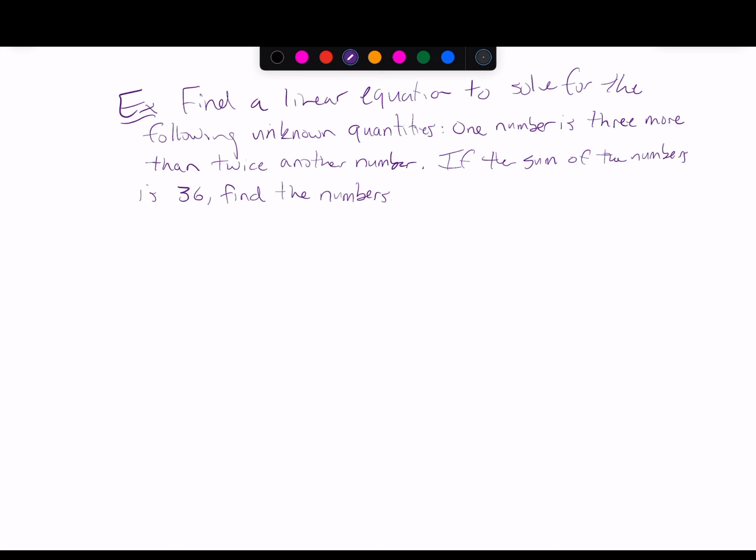Well, the first thing we want to do is to identify what we know. Well, the only things that we know are that one number is three more than twice another, okay, and that the sum is 36. So let's assign a variable to represent the unknown. Let x be the first number.